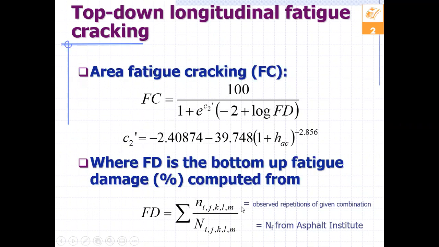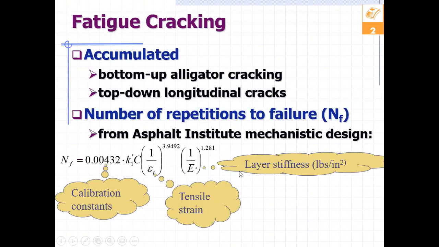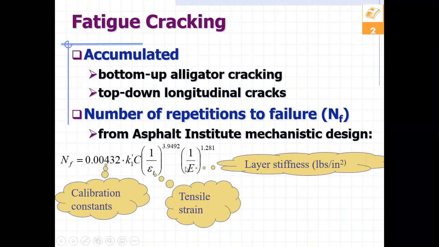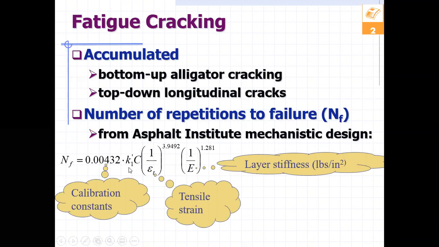The fatigue damage is again the number of observed repetitions for a given combination divided by the allowable, the maximum that we can have. And that one is given by another equation that is coming from the Asphalt Institute, which is this one. This equation applies to both bottom up and top down. In this equation, we have the tensile strain, the elastic modulus of the asphalt cement layer, and we have two additional coefficients, C and K1 prime.